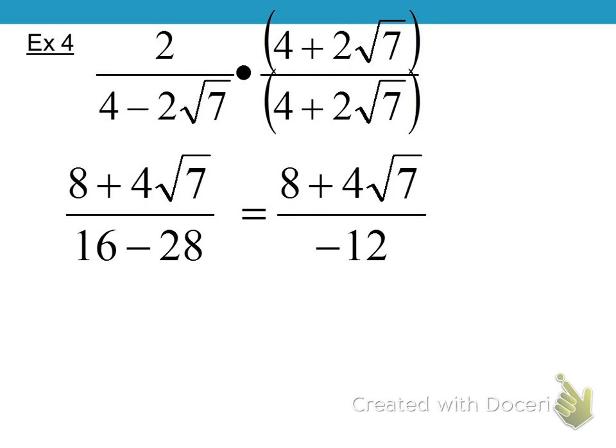Divide by 2. You can do a little better than that. Yes, each of those is divisible by 4. So I can go ahead and simplify. 8 divided by 4 is 2. 4 square root 7 divided by 4 is 1 square root 7. And then negative 12 divided by 4 is negative 3. And that is my answer.